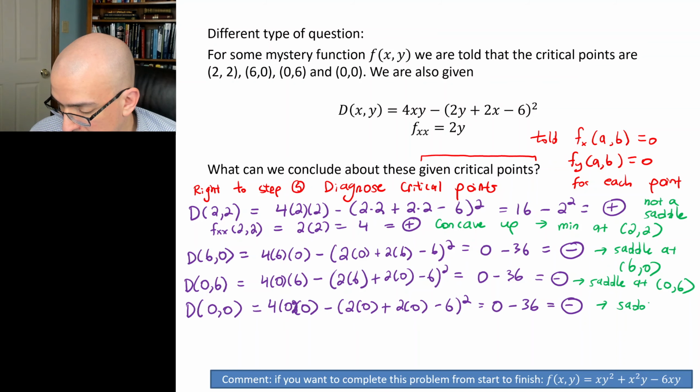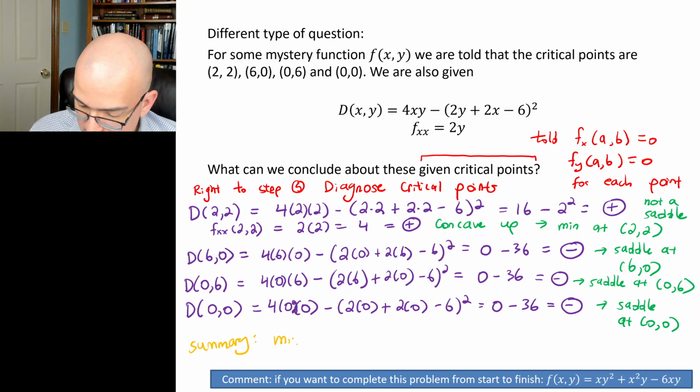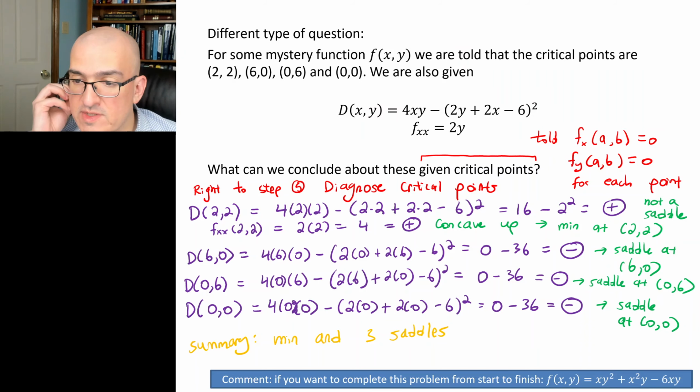Saddle at 0, 0. So as a summary, this function has a min and 3 saddles. Didn't ask us for that summary, but I'll just point out, just because. There's 3 saddle points.